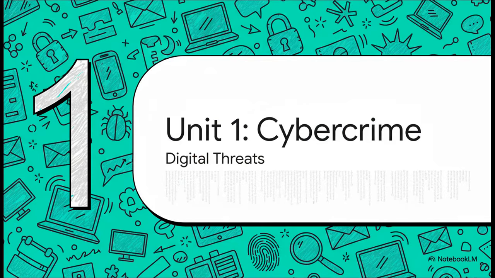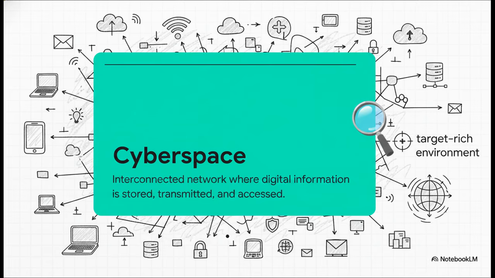All right, Unit 1, Understanding Cybercrime, focusing on the digital threat landscape. Let's get started. To understand the crime, we first have to define the scene of the crime, right? And that is cyberspace. But it's not just the internet. It's the entire interconnected nervous system of our digital devices and global infrastructure. Because literally almost every facet of modern life plugs into this network. It's the ultimate, borderless, target-rich environment for criminals.